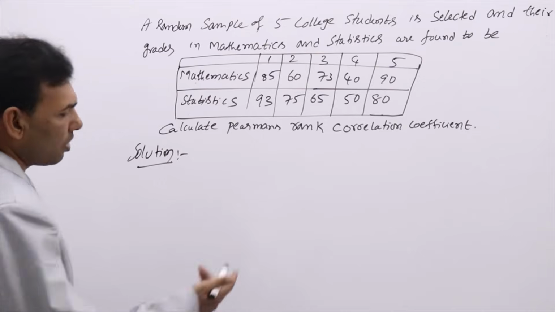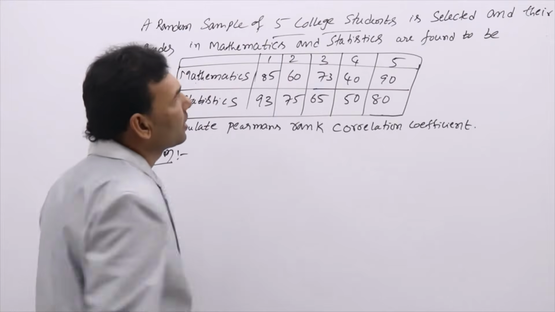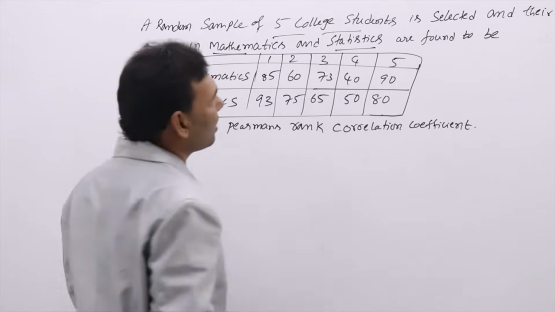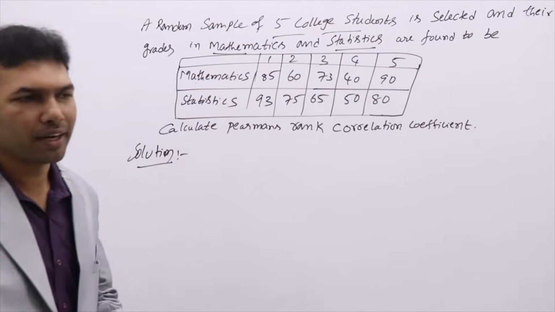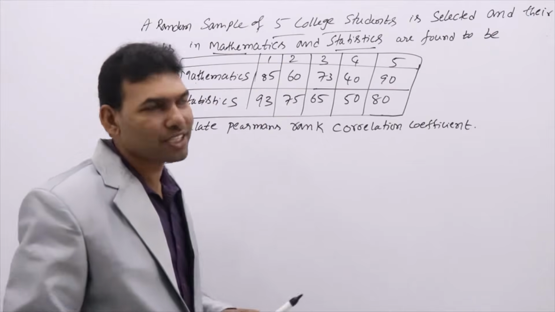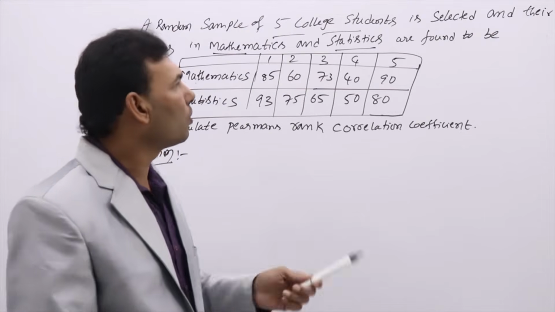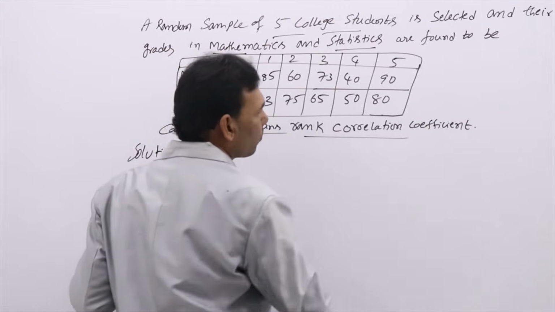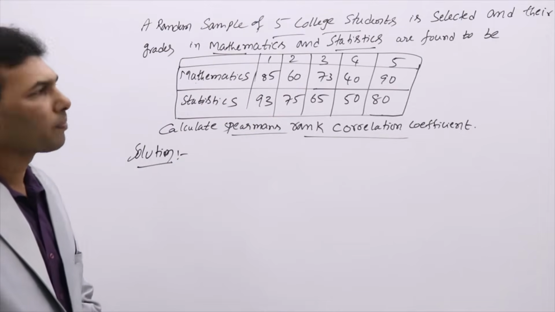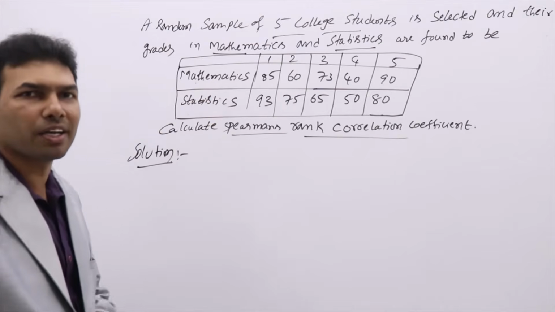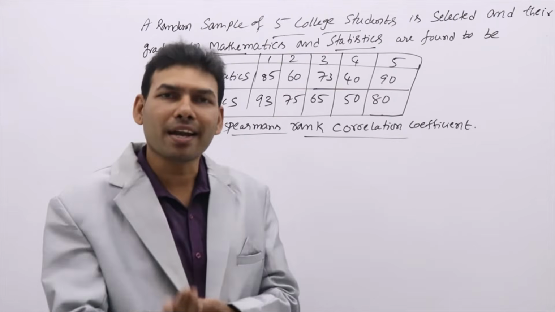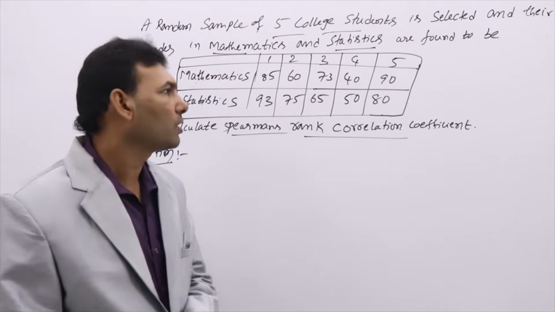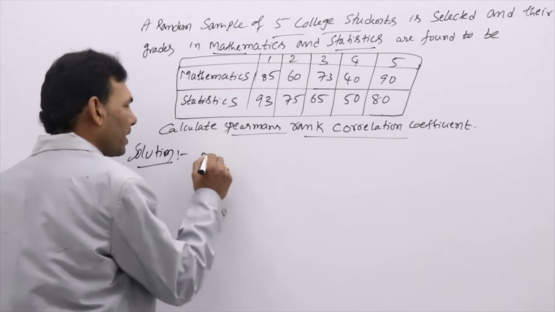A random sample of 5 college students is selected and their grades in mathematics and statistics are given. Now we need to find Spearman's rank correlation coefficient using those marks. Ranks are not given here, so we need to find the ranks. For that, first I am writing the mathematics marks.